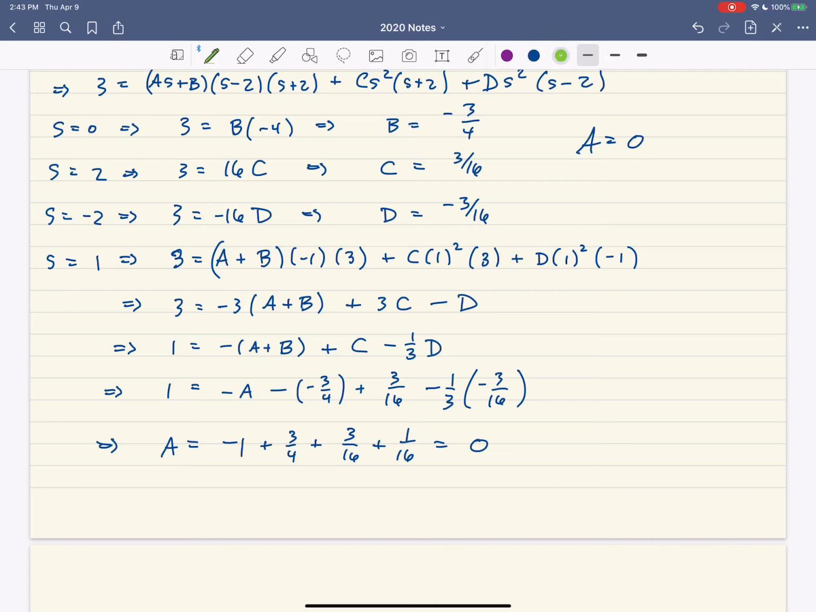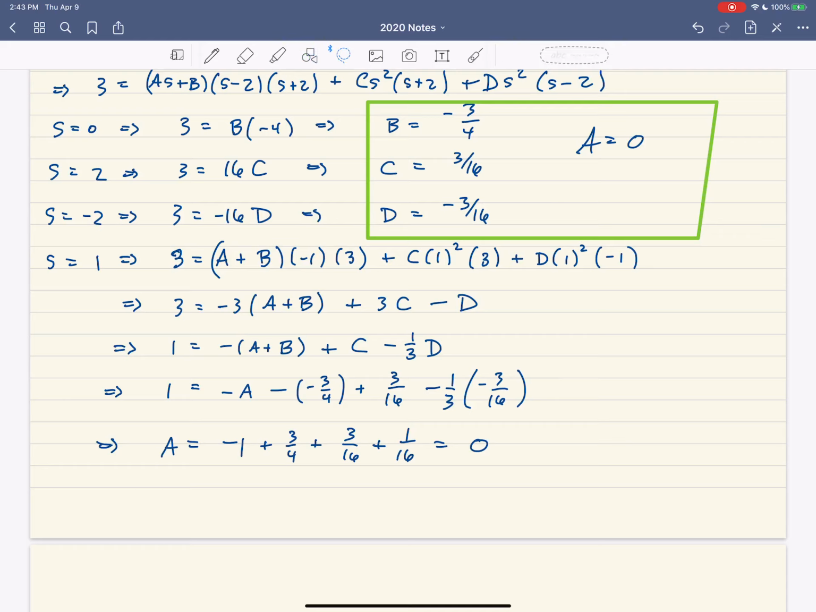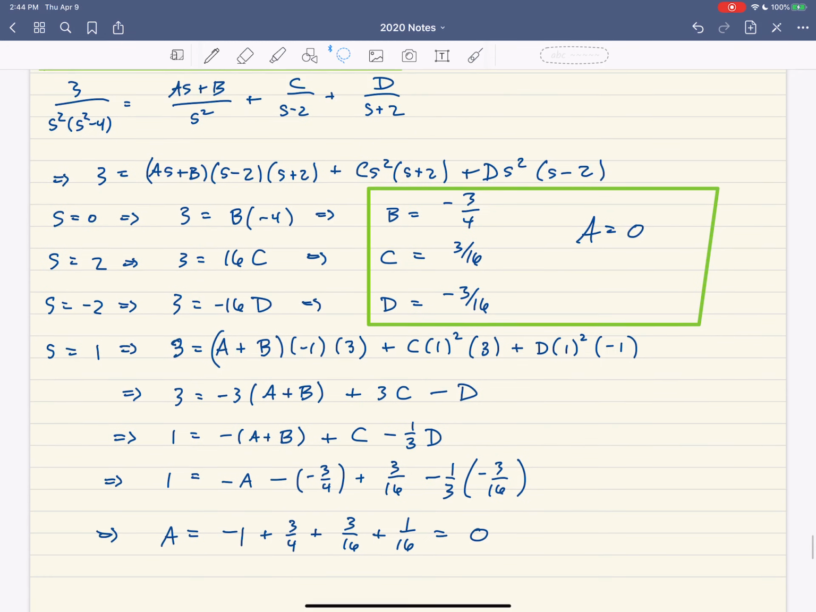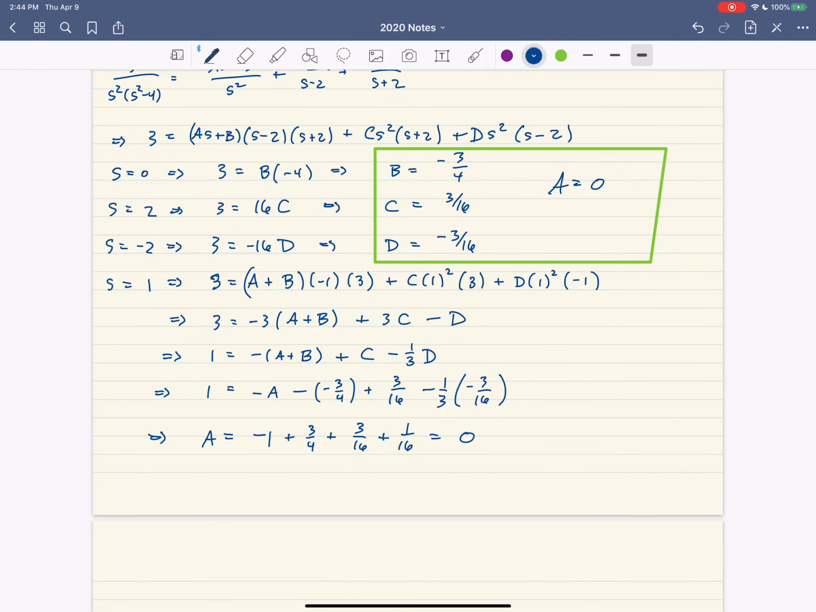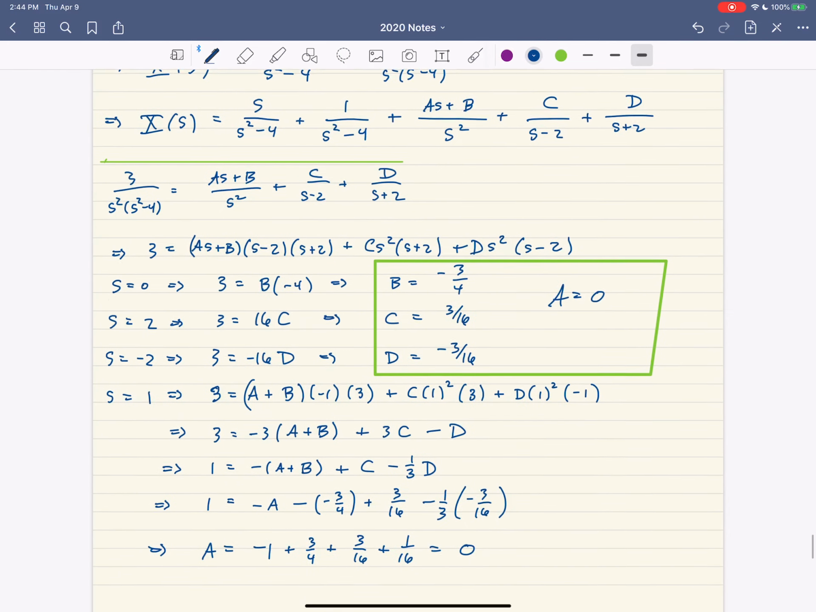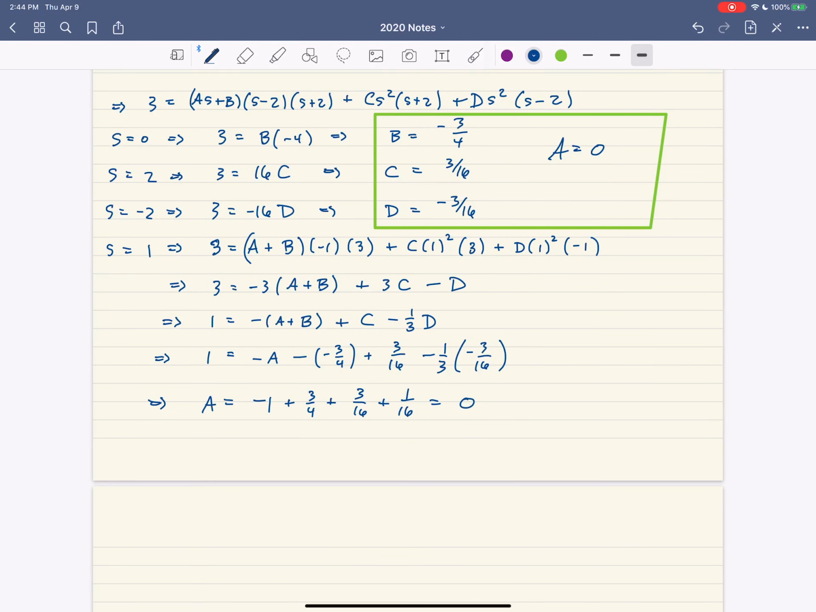Okay, so there's our values that we had to work decently hard for. Okay, and there's our coefficients. Now what we're going to do with that is, if you remember, we want to take these values and plug them into our partial fraction decomposition. So let me zoom out just a second. We're going to rewrite our transform, capital X.